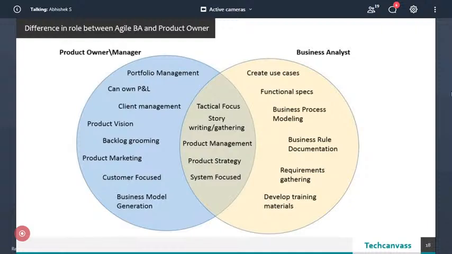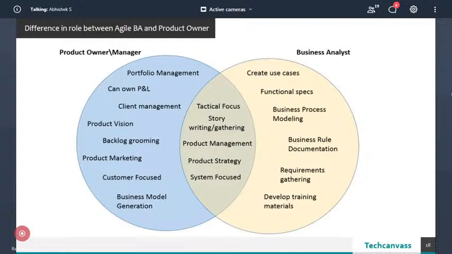A project manager manages the project, the day-to-day functioning of the project. However, a product owner is focused on the product that is being built. Now, since you are a service provider, as a business analyst, you also need to have a lot of knowledge about the product that your customer is actually building.